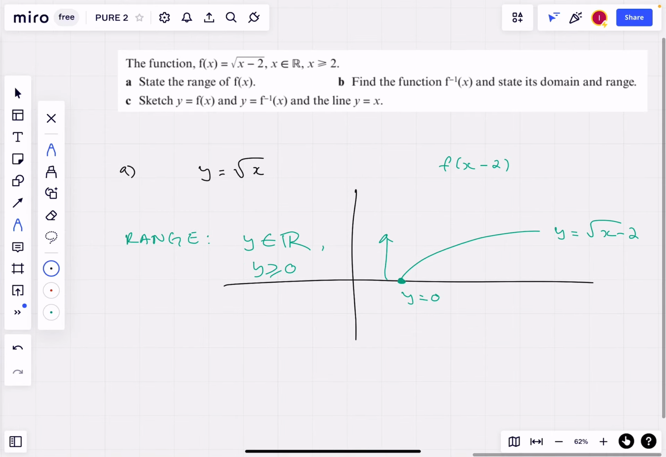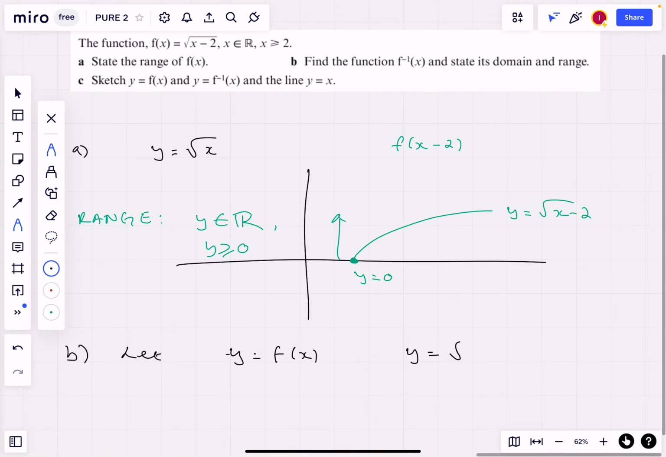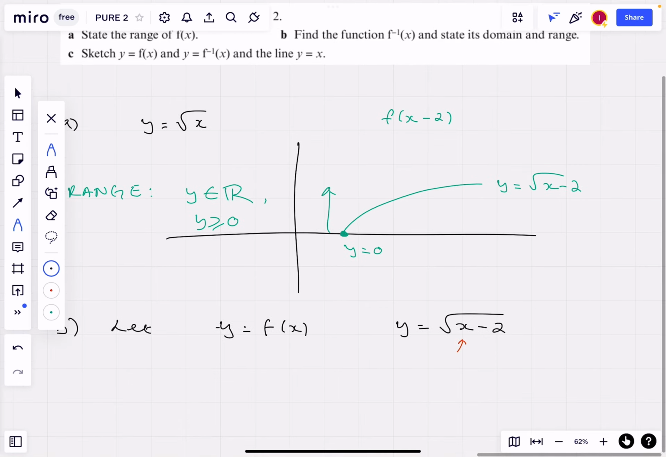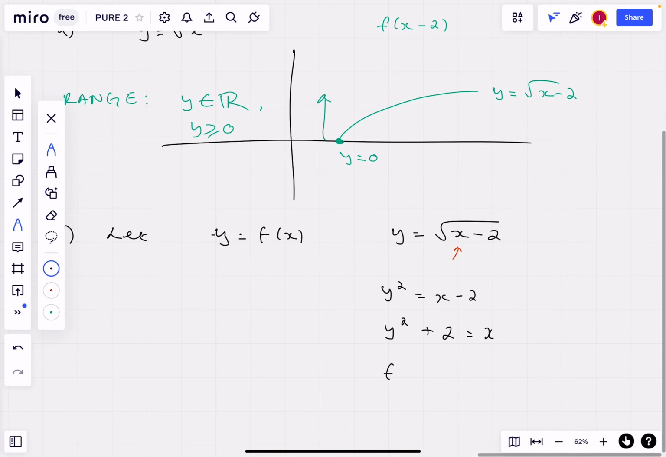Cool. Part B says, find the function f^-1 and state its domain and range. So you're going to let f(x) equal y, or y equal f(x). So y equals root of (x minus 2), and now you're making x the subject. So y squared equals x minus 2, y squared plus 2 equals x, and now we rewrite. So f^-1(x) equals x squared plus 2.